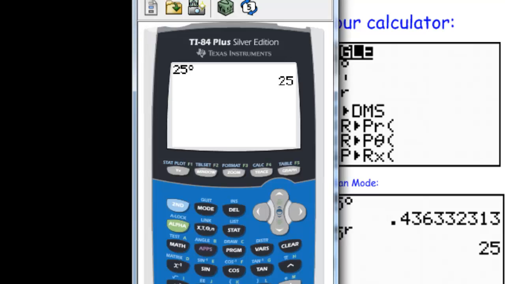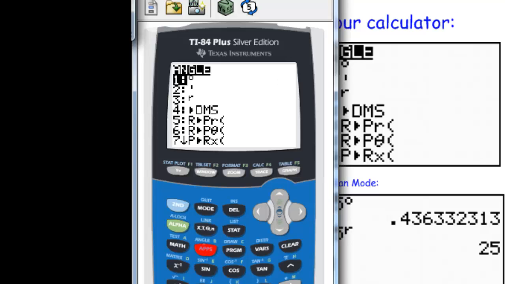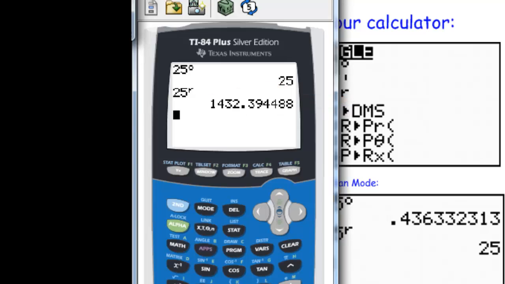But I can also ask for 25 radians, and I do that by going back into the angle menu, second, apps, and our third option there is a little r, which means radians. I'll choose that, and if I ask for 25 radians while I'm in degree mode, I'll get an answer of 1,432 degrees. Since there are about 6 radians around a circle, and 25 is a little bit more than 4 times that, if I take 360 and multiply it by 4, I should get a number close to 1432.